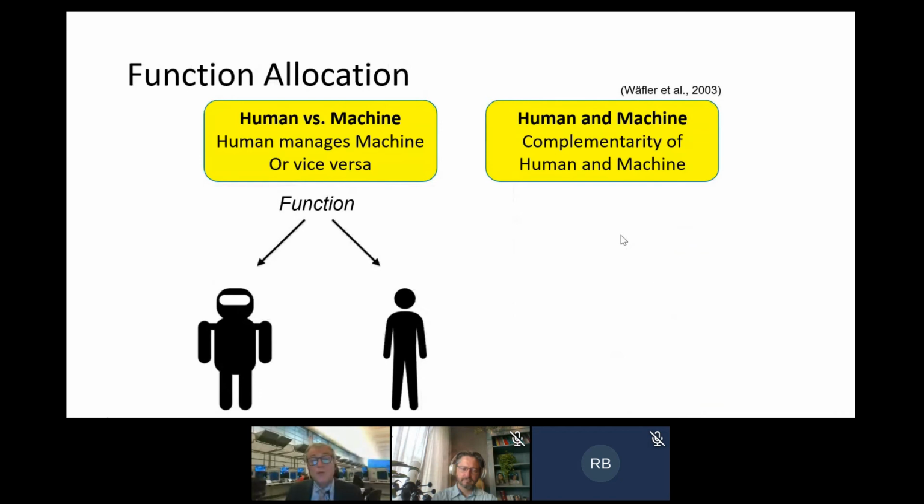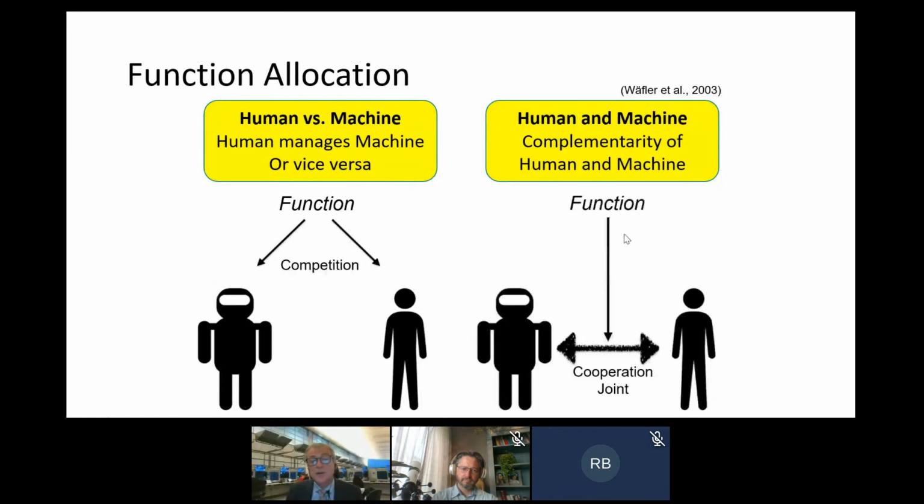So what do we mean by this? Actually, there is on the left-hand side some competition. So that's what we actually are experiencing sometimes. The human manages the machine or vice versa. And on the right-hand side, what we actually would like to say is to see in the future, it needs to be together. So it's a function which can only work together.